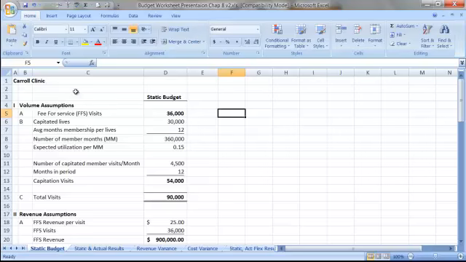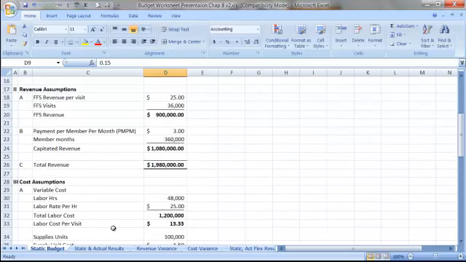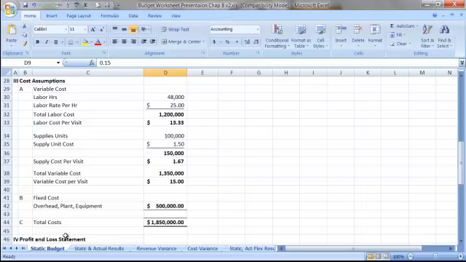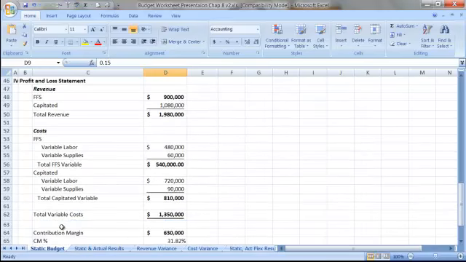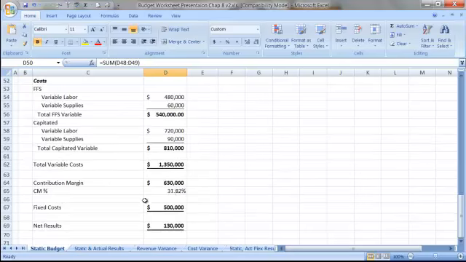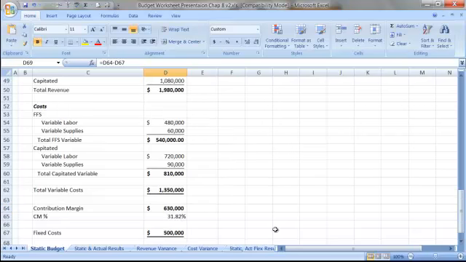and here we go. This is that budget we just went through, and you can see the same visits, all the member months. This is our volume assumption, our revenue assumption, our cost assumption, and here's our pro forma P&L statement. $1,980,000 revenue. I put in a contribution margin in here, so if we ever wanted to do some graphing, we could. Fixed costs, our net results.